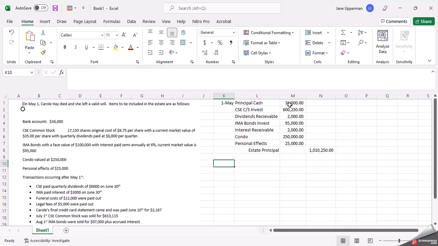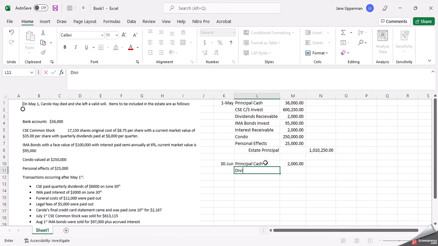Okay, then you're going to come in and look at these transactions. Again, we don't have dates on all of them. No, we do, on June 30th. June 30th it tells us that the quarterly dividends were received. So when we get the cash in, it's going to go into principal cash. For the piece that we had set up as our dividends receivable, we're going to take it out of our dividends receivable.